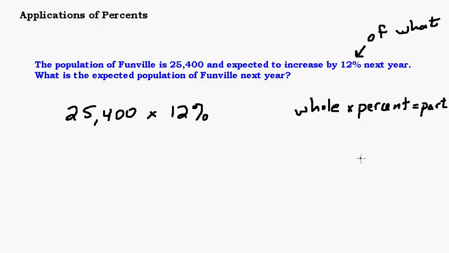And we're really using this formula. In this case, the whole is the whole population times the percent of increase is going to be the part, which is going to be the number of people that we expect to move to Funville next year. Alright, so to multiply this, we need to change 12% to a decimal number. Hopefully you know what that is, or you're thinking of it. 12%, 12 per hundred, 12 hundredths is 0.12. Let's move the decimal 2 places, 1, 2, like that. And we'll do the multiplication.